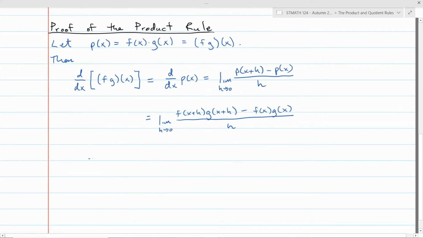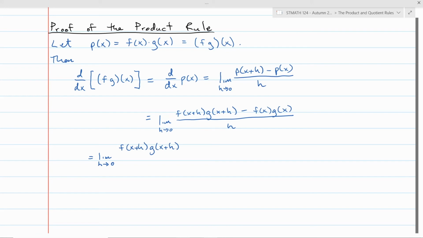And so then you do a sneaky trick. I admit it's a sneaky trick, and there's no reason why you should just think of it right off the bat. But once you see the trick, you're like, oh yeah, that's kind of cute. What we're going to do is add 0 into the numerator of this fraction in a clever way.